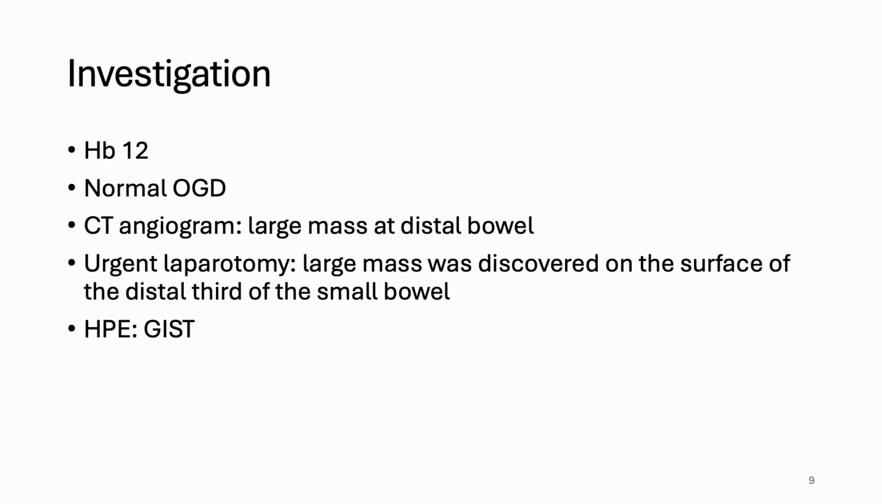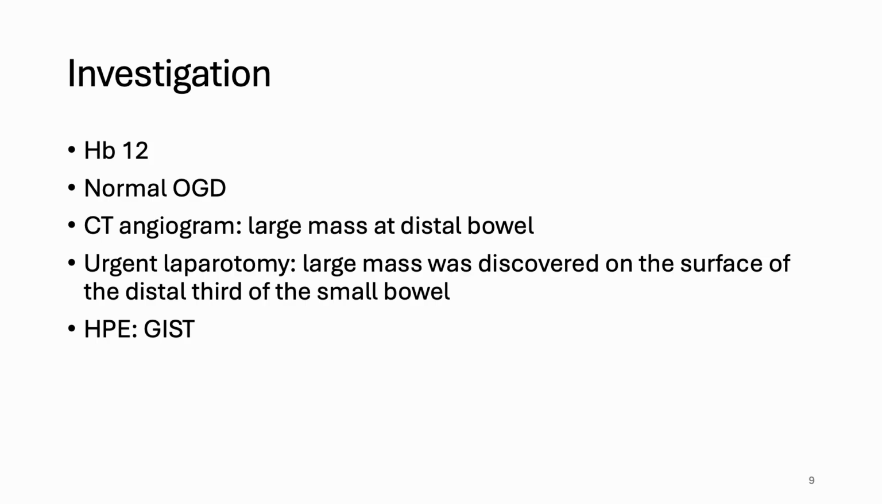Here are the investigations that were set up for this patient. Her hemoglobin was 12 and she had a normal esophagogastroduodenoscopy. The team performed a CT angiogram after she became hypotensive and found a large mass at the distal bowel.